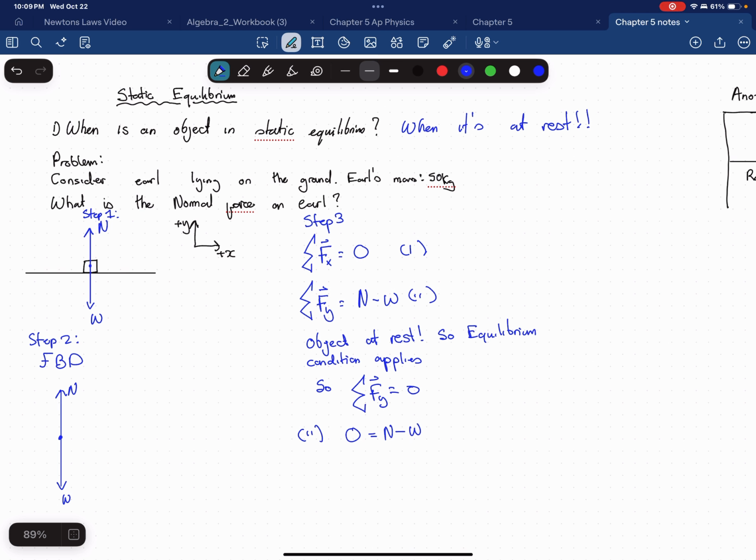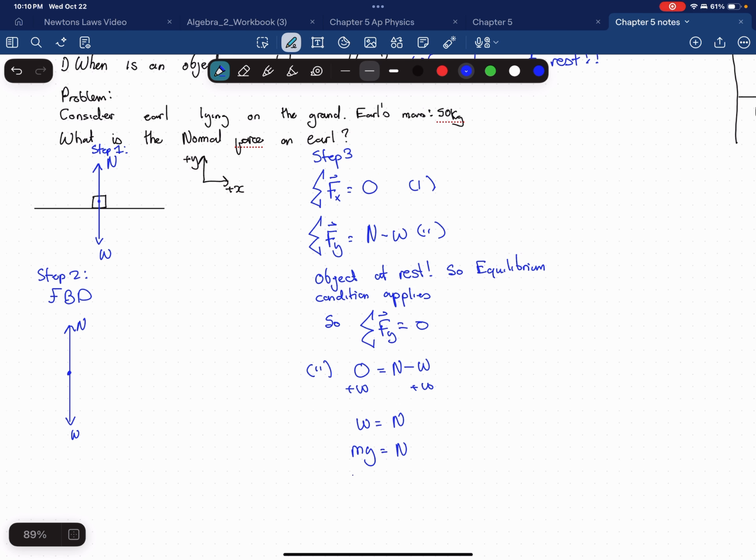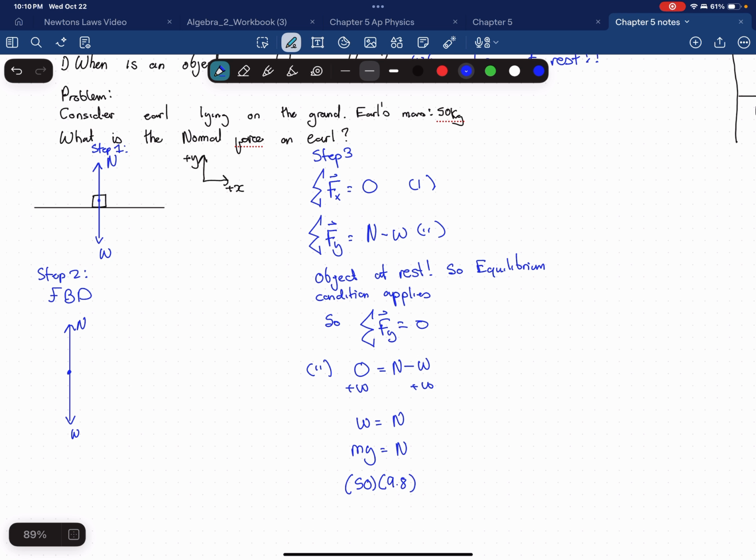Okay, and the question is, what's the normal force on L? So we can algebraically manipulate this and just add the weight on both sides. I say the weight is going to be equal to the normal force. Now, what's the weight? Our weight is mg. So mg is equal to the normal force. And what's our mass? Our mass is 50. What's g? g is 9.8. It's going to be the normal force. All right, put it in the calculator, and there's your answer.